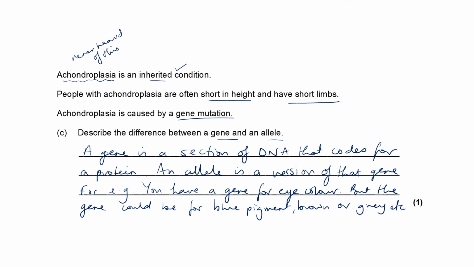So they've given me the information that I'm going to need. Achondroplasia is caused by a gene mutation. C, describe the difference between a gene and an allele.